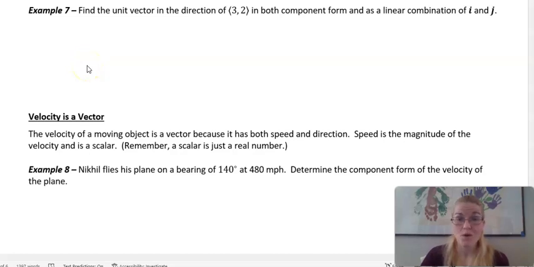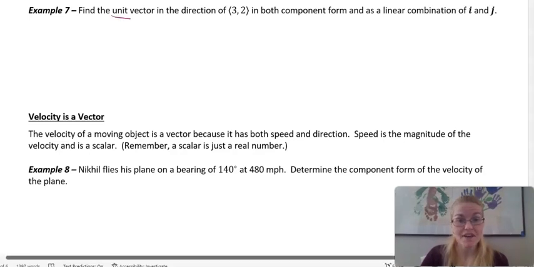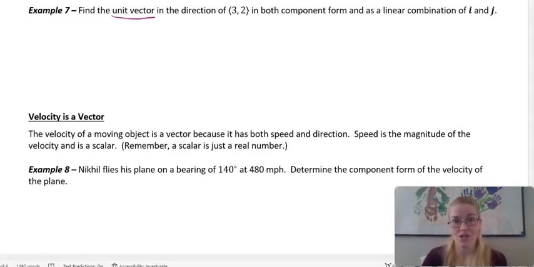And we are picking up where we left off in our 6.1 class notes on vectors. So right now we're looking at example 7. Find the unit vector in the direction of ⟨3, 2⟩ in both component form and as a linear combination of i and j. So i and j were our unit vectors in the horizontal and the vertical direction. A unit vector is a vector with magnitude 1. So we're looking for some vector whose magnitude is 1, but in the same direction as ⟨3, 2⟩.